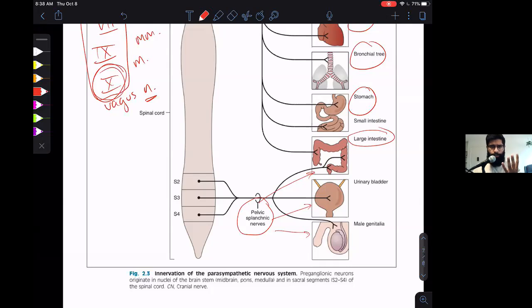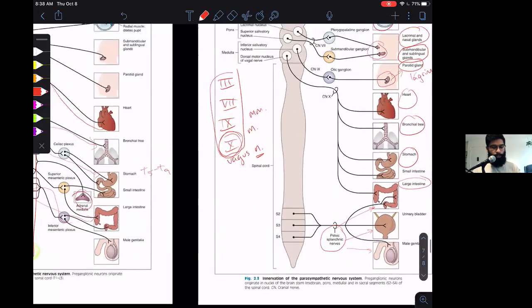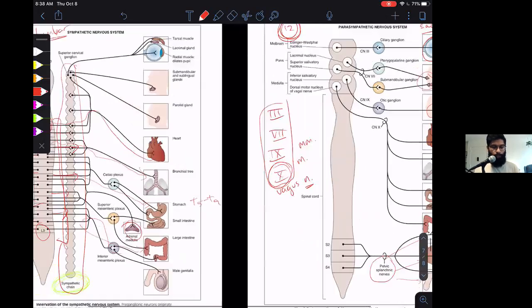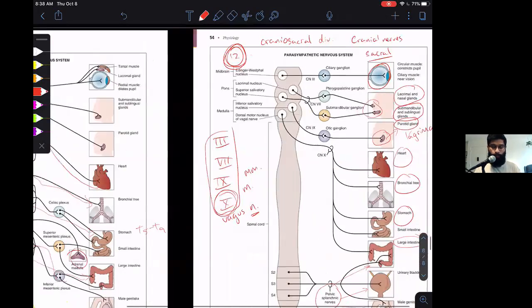What are the 4 cranial nerves? 3, 7, 9, and 10. We'll go through cranial nerves in a second. And your pelvic splanchnic nerves exiting from S2 through S4. It's going to be the craniosacral division. So this is the general division. And here you can see we've spoken about the anatomical division, so thoracolumbar here. And then parasympathetic is craniosacral.